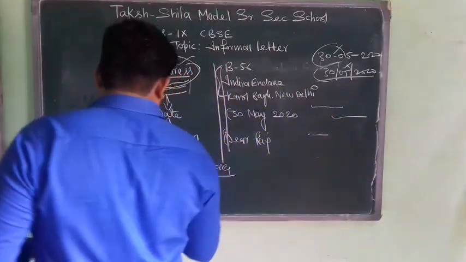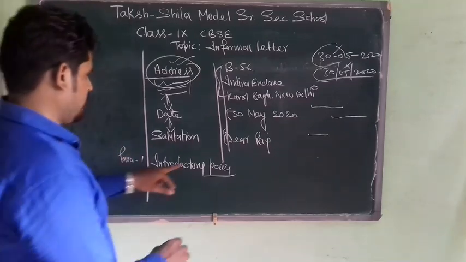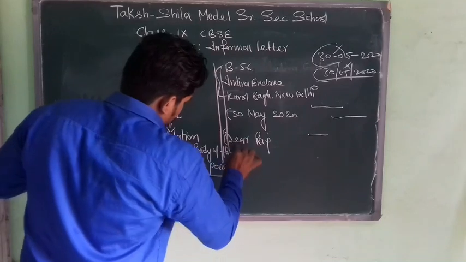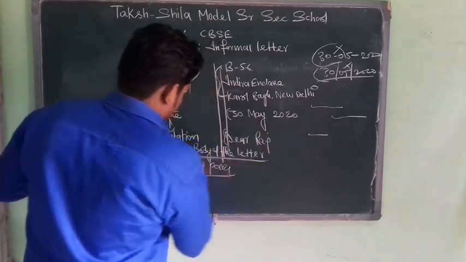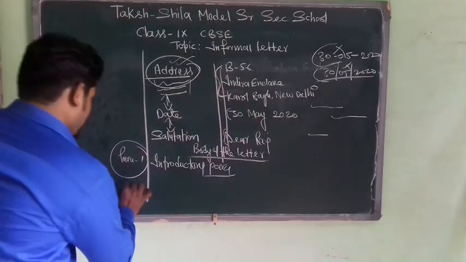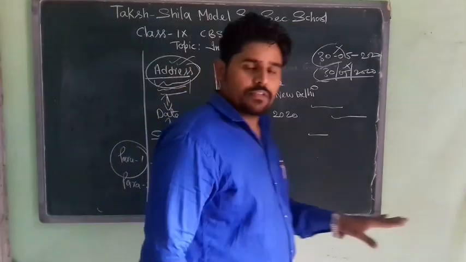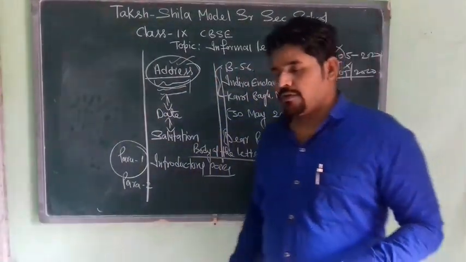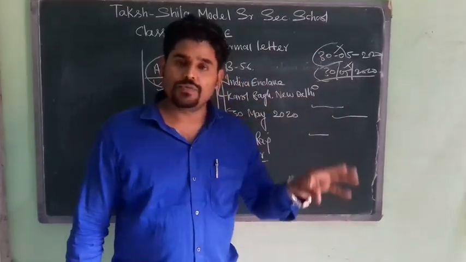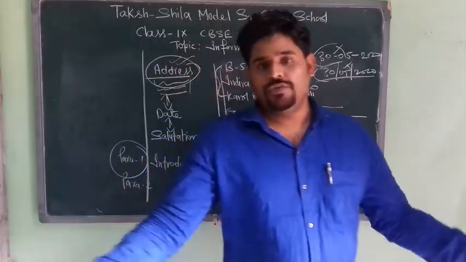So this is the first para, which begins the body of the letter. So the body of the letter begins with para number 1, that is the introductory para, and then there comes para number 2. And what do we write in paragraph number 2? In paragraph number 2, you have a free hand to write whatever you want, and as much as you want, right?